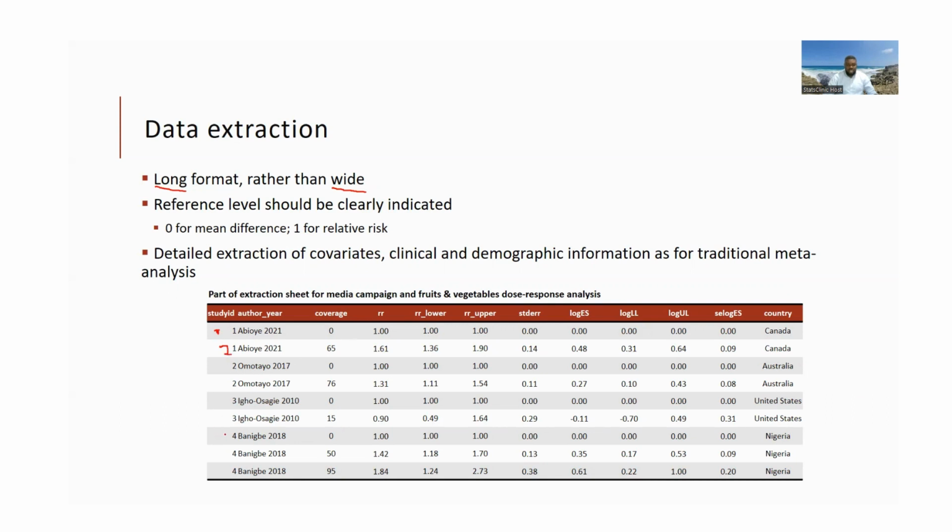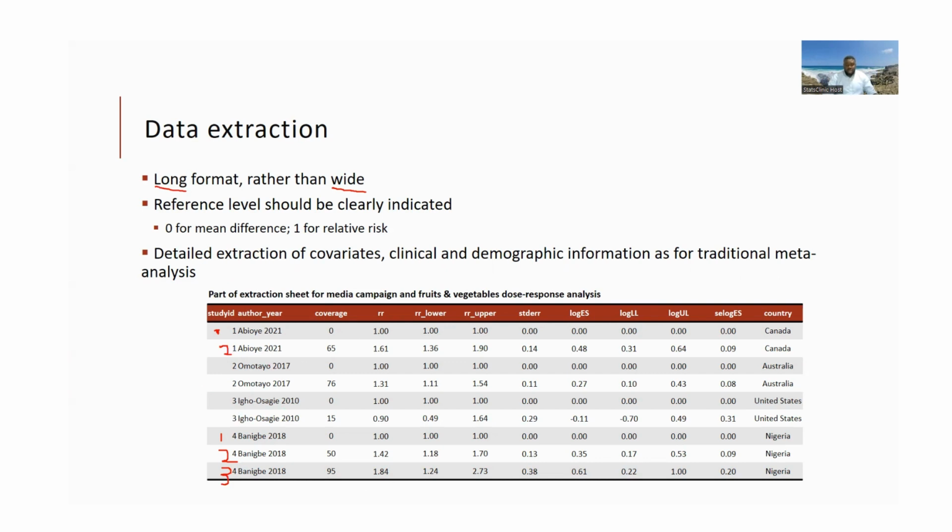If this study has three exposure levels, 0% coverage, 50% coverage, and 95% coverage, then for the same study, 1, 2, 3, that is long format. So each exposure category is one row. Or yeah, each exposure outcome category is one row.